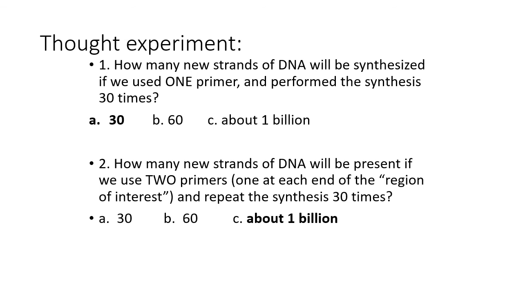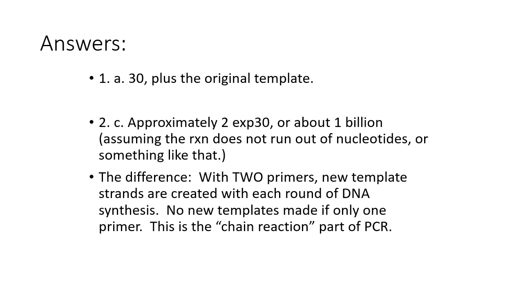If you use two primers, one at each end, and repeat the synthesis 30 times, you get about a billion molecules. The reason is that as soon as you make those initial products, they serve as templates, and their products serve as templates, etc., up to approximately a billion. Not that we actually get a billion, but in principle, if you do 30 cycles, 2 to the 30th is about a billion. So that's the chain reaction part. So the important thing is that no new templates are made if you have only one primer. You need two, one for each strand, to make both new strands.